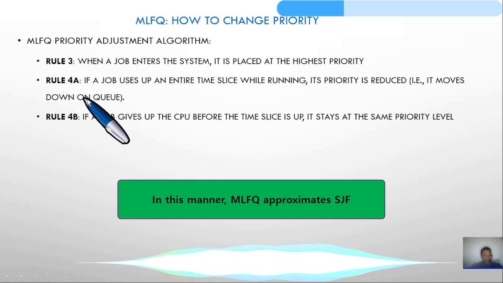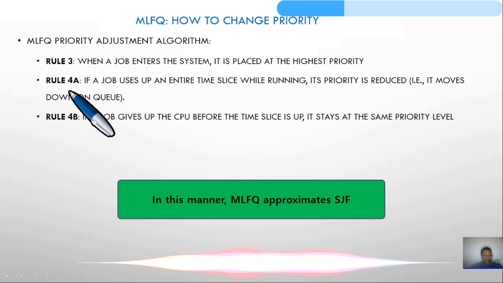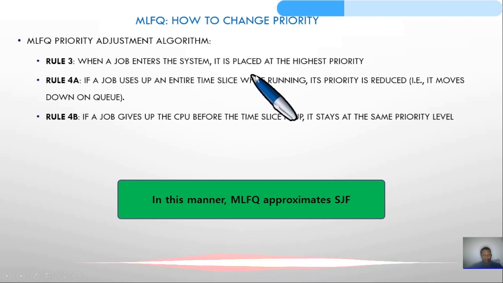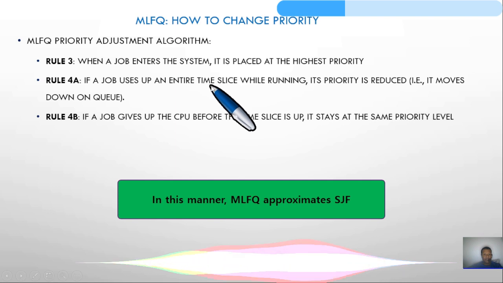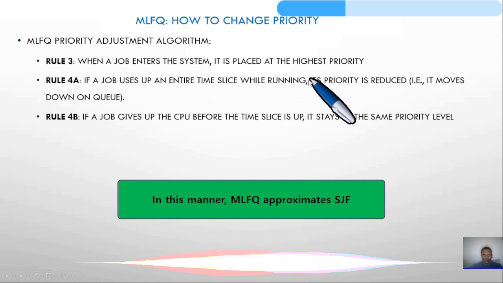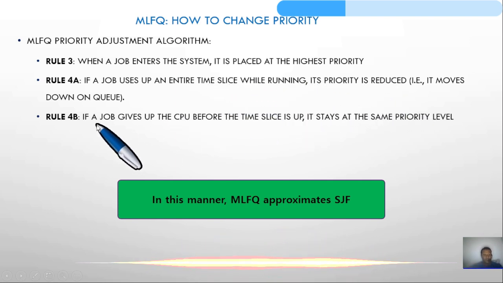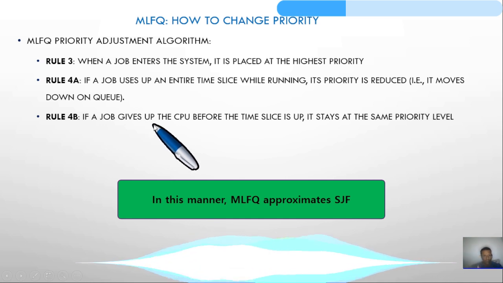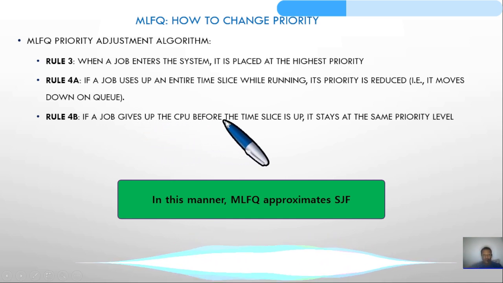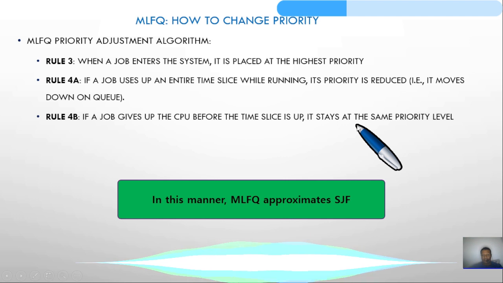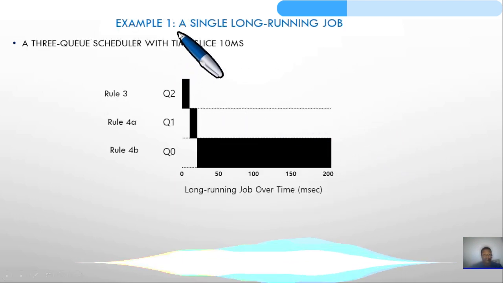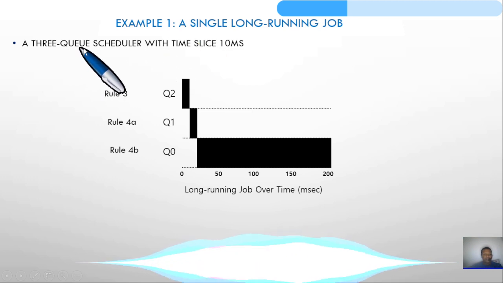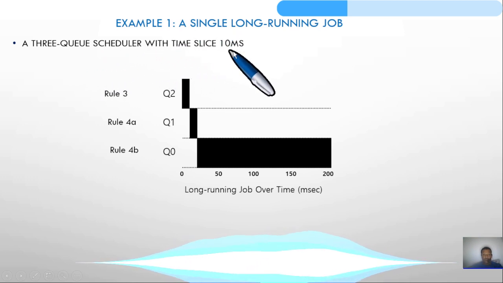So as you can see, rule 4a and rule 4b. Rule 4a says if the process takes up its entire time slice, then it will move down in the queue. But if the process gives up the CPU before the time slice is up, then it will stay at the same priority level. It will not go down.